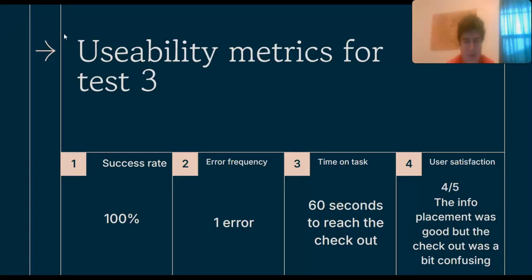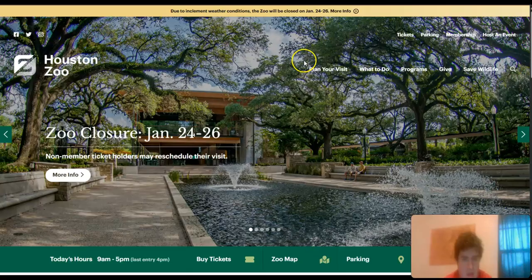Overall, user satisfaction was a 4 out of 5. The info placement and everything else was good, but the checkout was a bit confusing in the end. Our fourth task is to see what programs they have for adults.